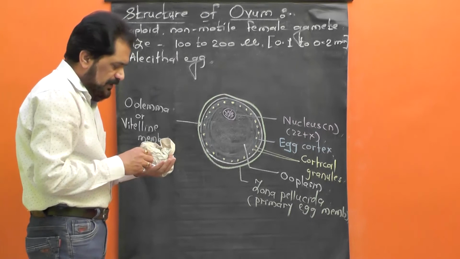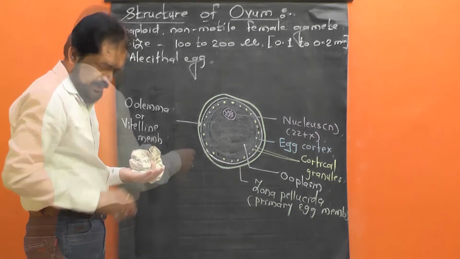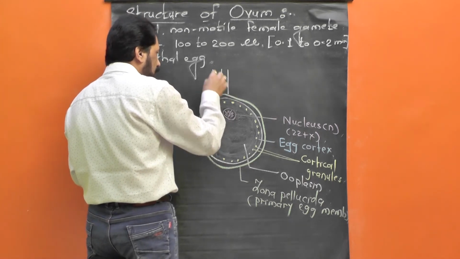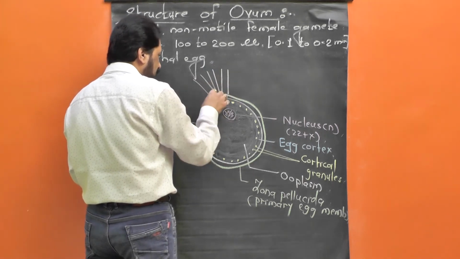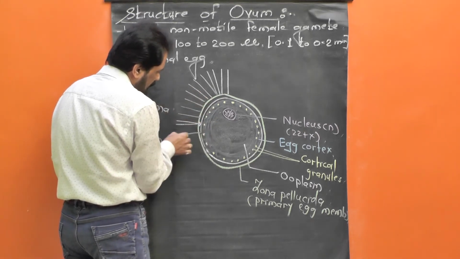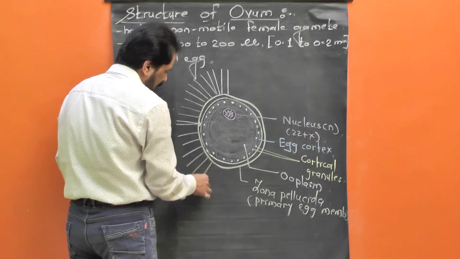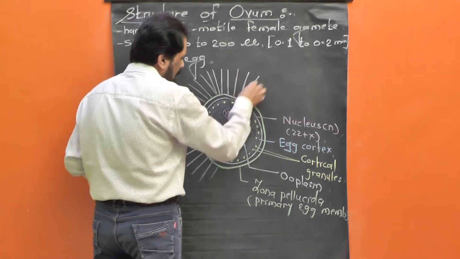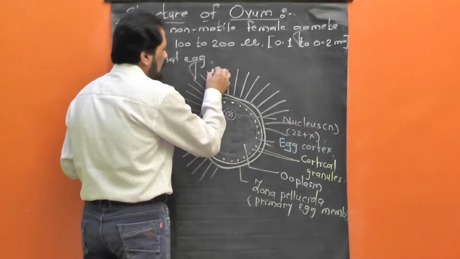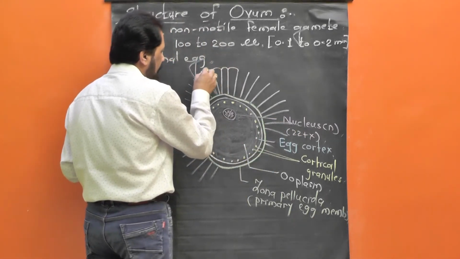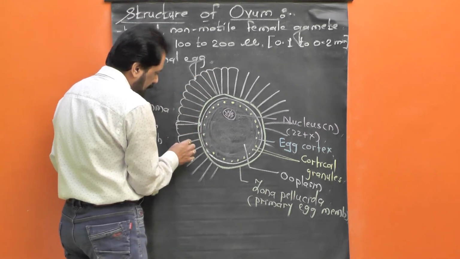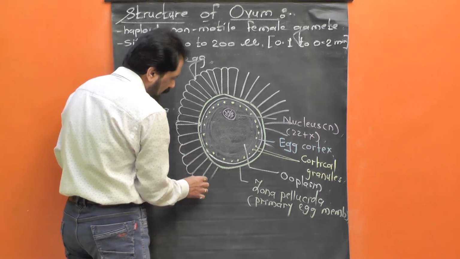And the zona pellucida is further surrounded by a layer of tall, column-like and compactly arranged cells. Tall, column-like, compactly arranged, radiating cells. These cells appear to radiate away from the ovum. Okay, here I am going to show. This layer is called the corona radiata.